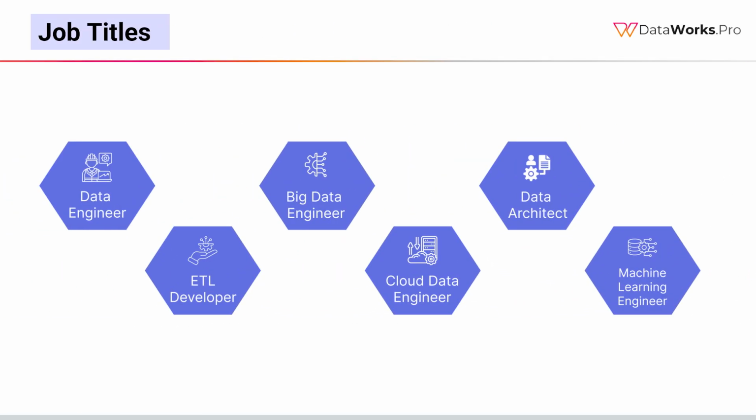Coming to the job titles, when you search for a job in data engineering, you may find different titles. All of them mean almost the same type of work with small differences. Here are some examples that you can consider. The most common one that you could see is data engineer, and if not, big data engineer, who primarily works with very large data.